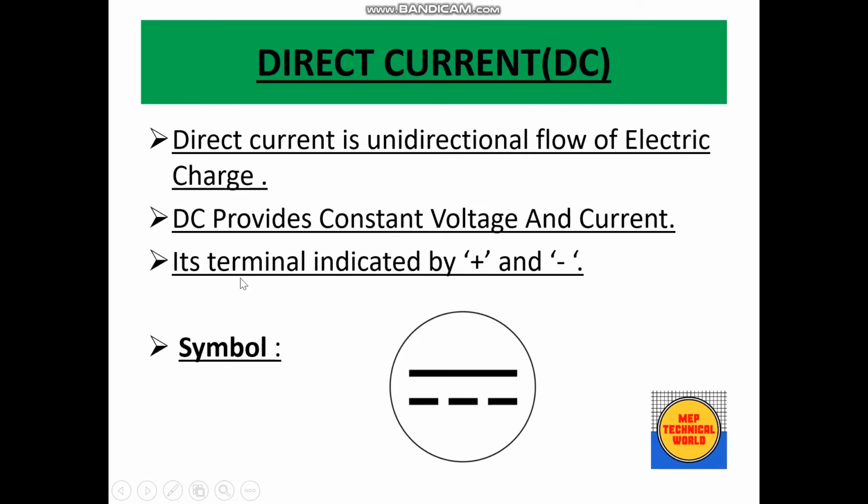Now let's talk about direct current. So basically, what is direct current? Direct current is a unidirectional flow of electric charge. It means it doesn't change direction. DC provides constant voltage and current, and its terminals are indicated by plus and minus. However, AC is indicated by phase and neutral. The symbol of direct current is like this. It is like a straight line.